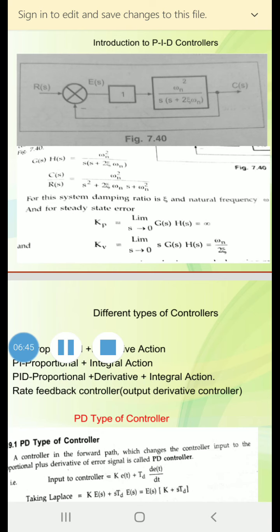For most of the practical systems, the controller input is proportional to the error generated. Such systems are called proportional to error mechanisms, which is P type.